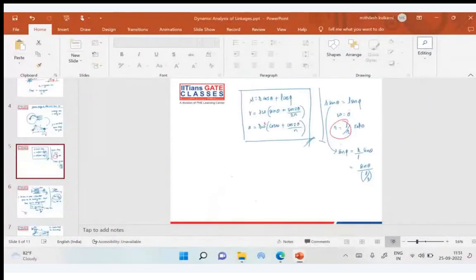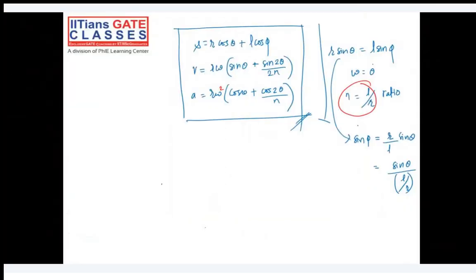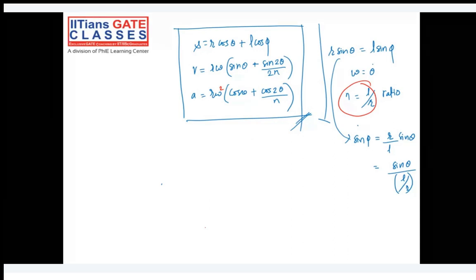S is equal to r cos theta plus L cos of phi. Velocity is equal to r omega sine of theta plus sine of 2 theta by 2n. And if you differentiate it again, it is r omega square cos of theta plus 2n plus cos of 2 theta by n.